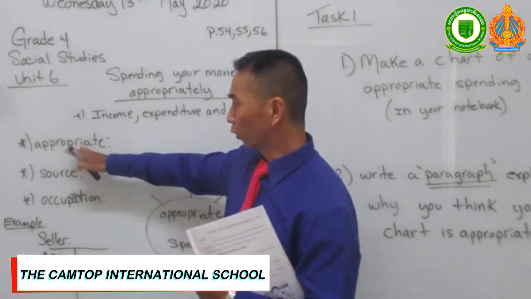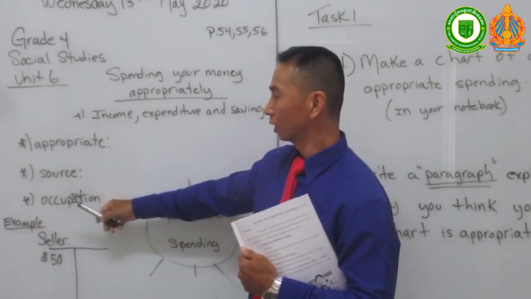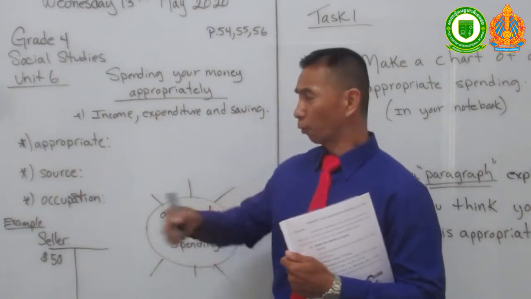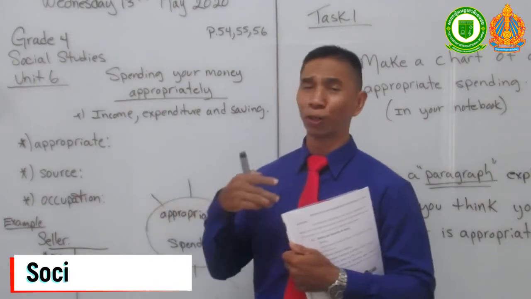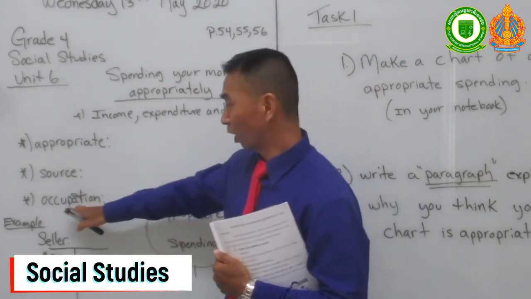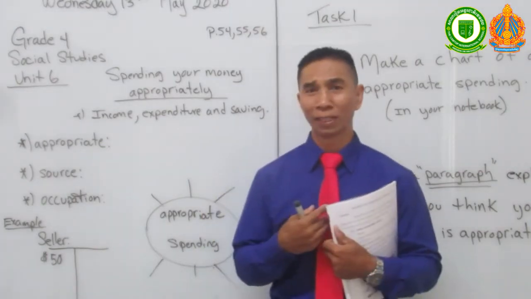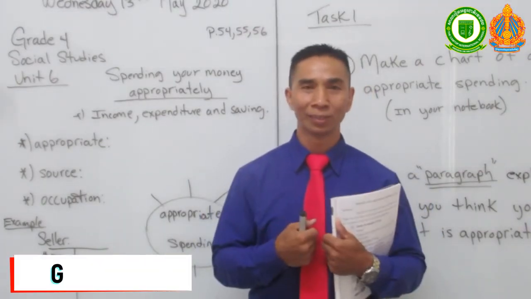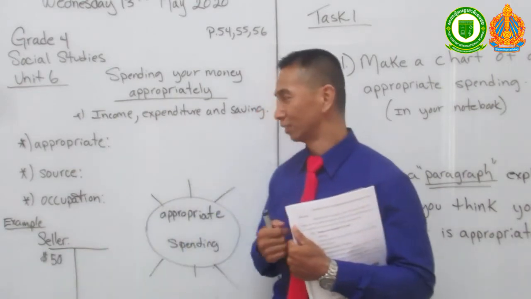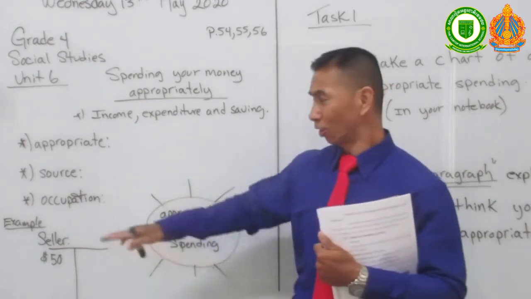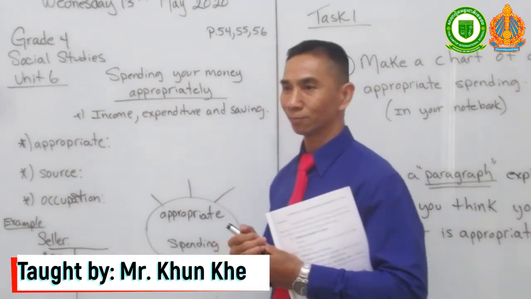On the list here, I have 3 words: appropriate, source, and occupations. For occupation, I remember last 2 weeks I explained these words to you. Just for your remembrance, what does occupations mean? For example, I have an occupation as a teacher, and a part-time seller, and another occupation. So take a quick guess at what that means. Try to remember from your last lessons.